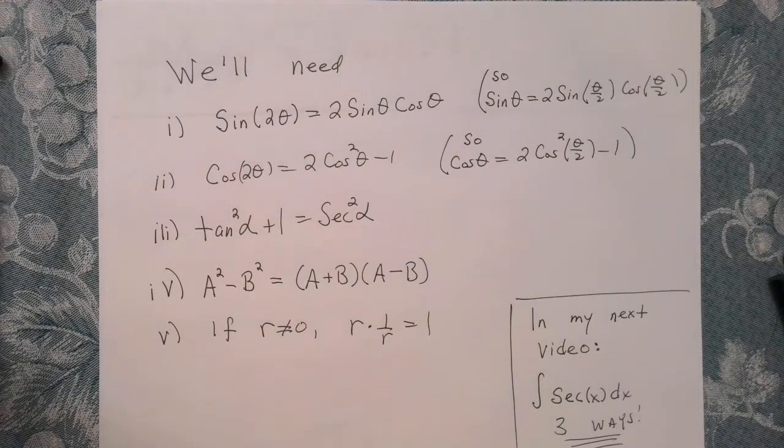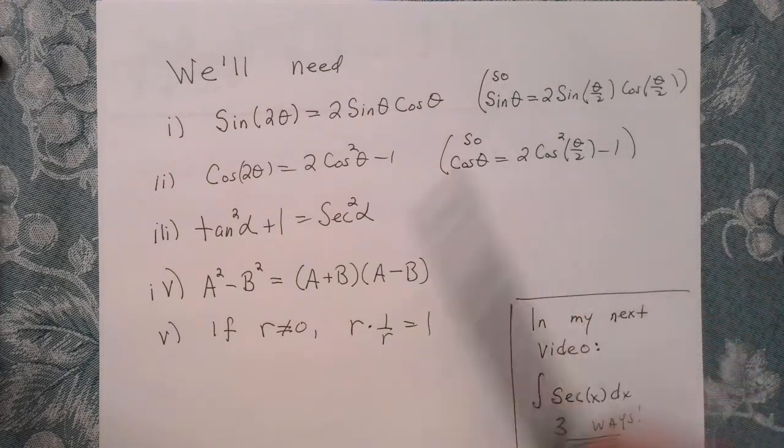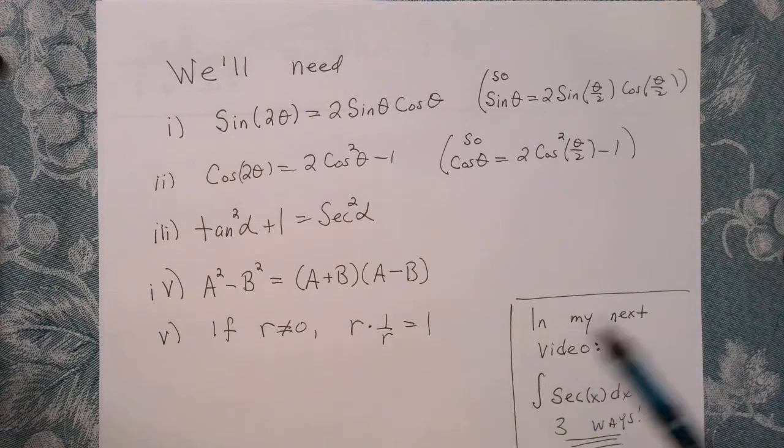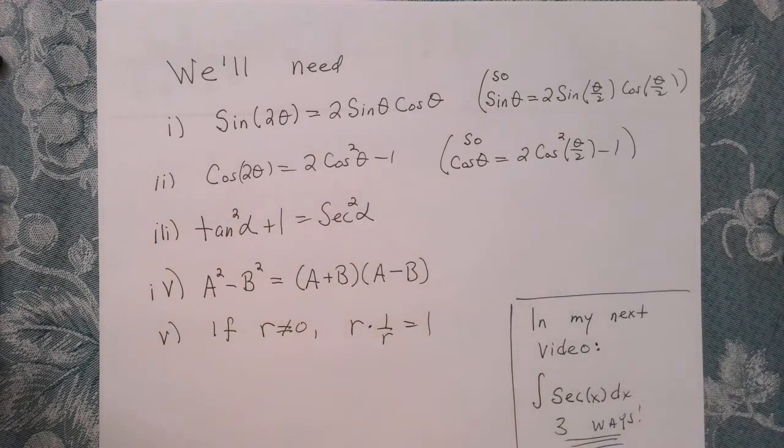For our problems today, we're going to need the following tools. First, we're going to need the double angle formula for sine, and that's sine of 2 theta equals 2 sine of theta times the cosine of theta, and we're going to use this result exactly in this way. For number 2, we're going to need the cosine of a double angle formula. So cosine of 2 theta is equal to 2 times cosine squared of theta minus 1. And similarly to this, we're going to use this result in this way.